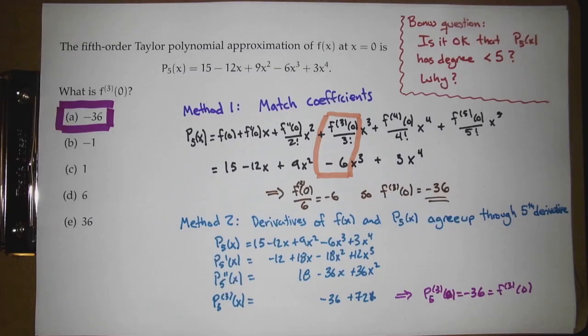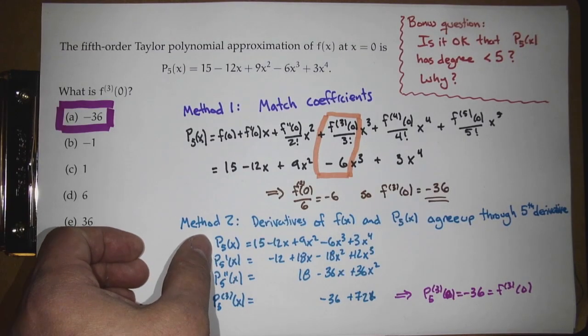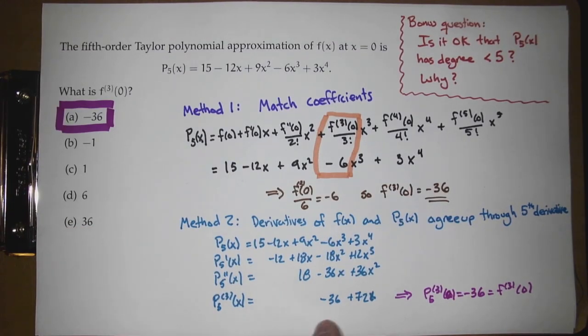Our order is fifth order, so it says, I'm going to match up to the fifth derivative. So if I want to know the third derivative of f, I just say, take the Taylor polynomial, take 3 derivatives and plug in 0, and that's got to match. So we're taking P5, taking 3 derivatives, turns out to be minus 36 plus 72x. You plug in 0, and you get negative 36. It has to match f. So that's one approach.